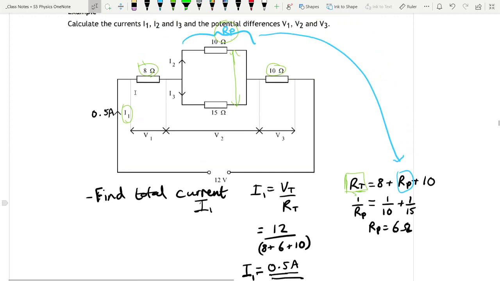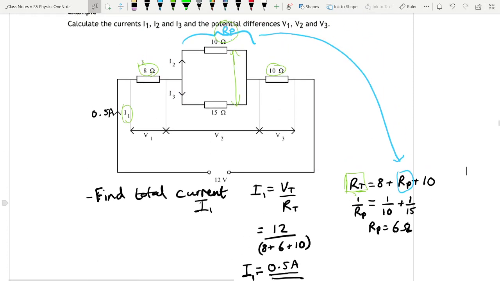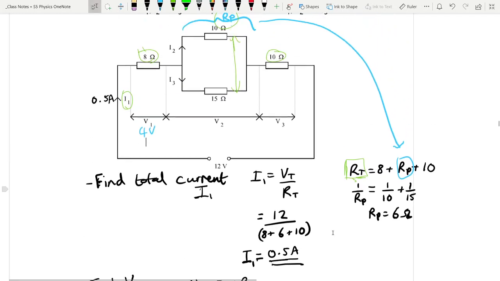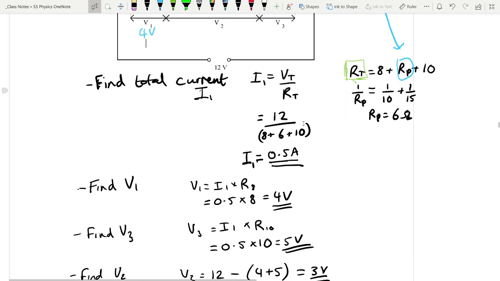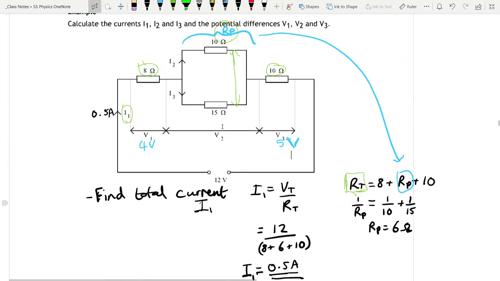Then I would find V1, which is here. So V equals I1 times R, the resistor here. So V equals 0.5 times 8, which is 4 volts. So V1 is 4 volts. Then I'd go for V3, which is over here. So V equals IR again, using 0.5 amps times 10. So that's 5 volts. Then to find V2, well, we've got a total of 12 volts, so V2 is just the leftover.